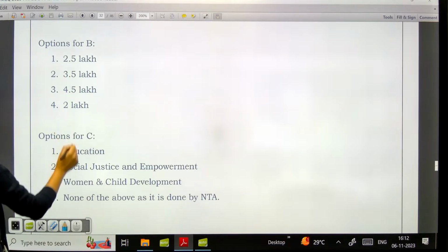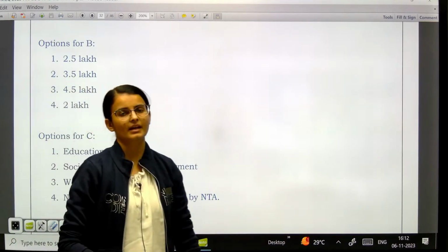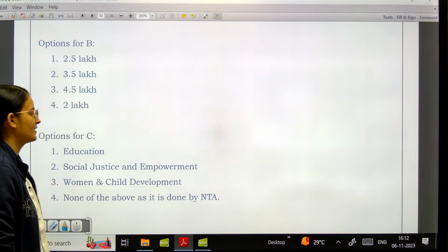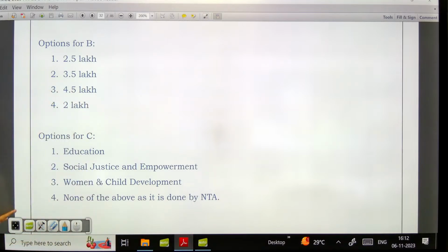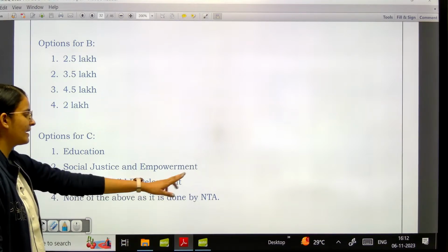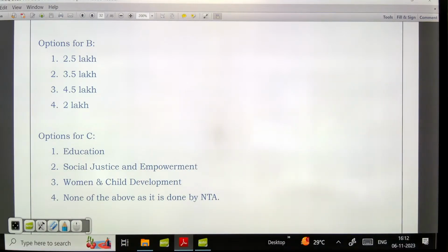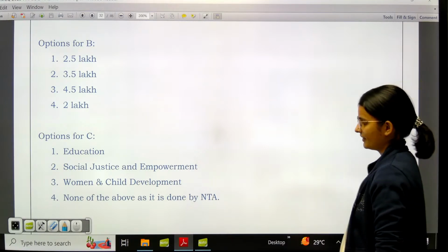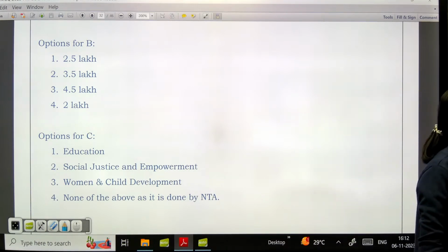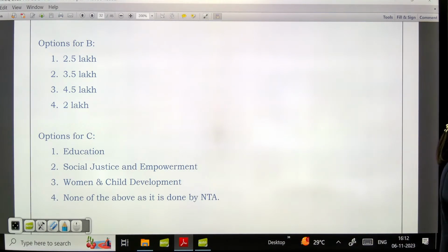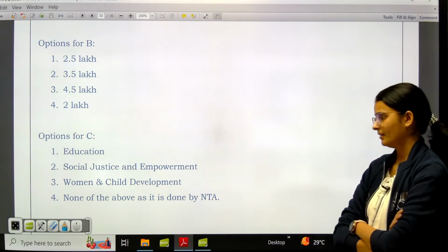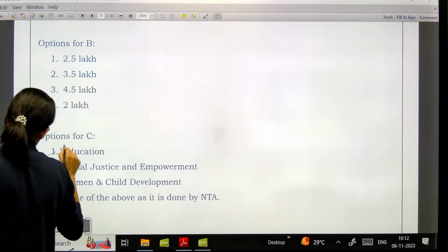Then they are eligible. Now the continuous monitoring of the students under this scheme will be done by which ministry? Ministry of Education, Ministry of Social Justice and Empowerment, Women and Child Development Ministry, or none of the above? And it is done by NTA. Which ministry will monitor the progress of the students in the Shrestha scheme? It is the Ministry of Education, okay?